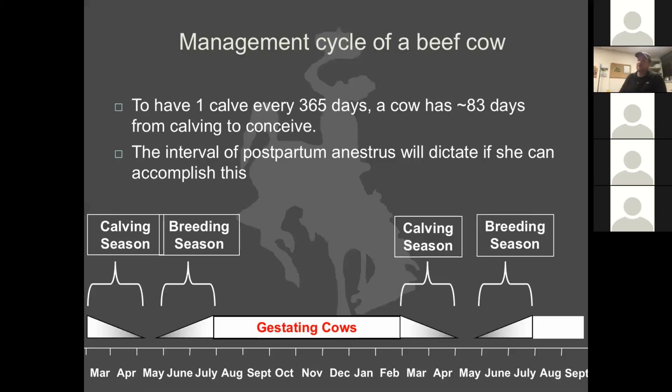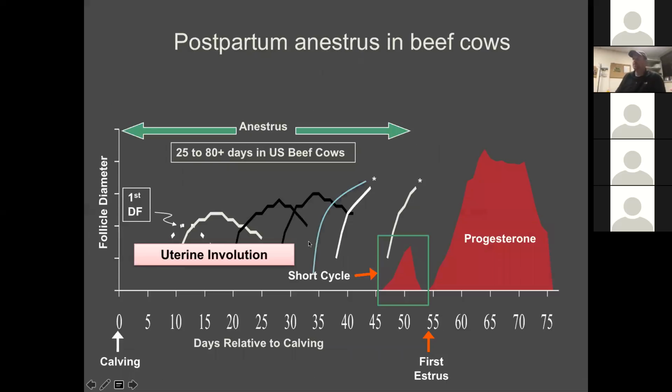So even if we could get her to start cycling, there's no way we're going to get her bred during that period of time. That cuts into us. That means we've got 60 days to get her bred. All right. So let me skip to this slide here.